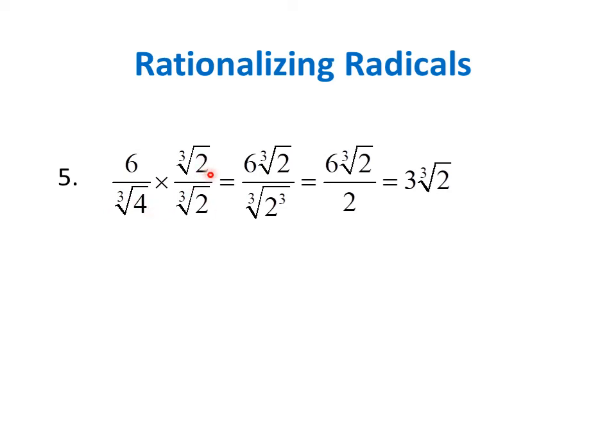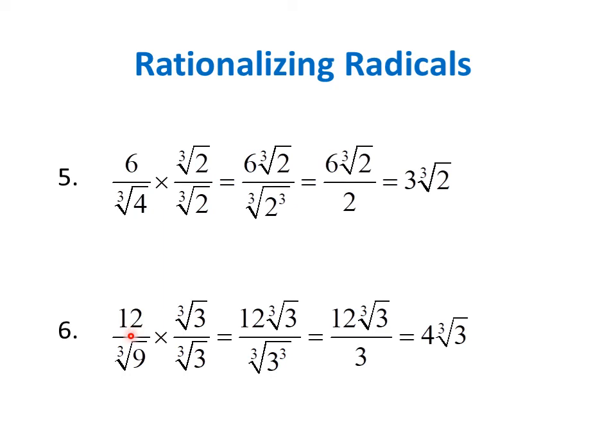So we multiply that conjugate to both numerator and denominator of the fraction. Let's multiply the numerators. 6 times the cube root of 2. If we multiply the denominator, we have 4 times 2, that is 2 cubed. Let's evaluate the denominator. So copy the numerator. The cube root of 2 cubed, of course, is 2. Now let's simplify the number. 6 divided by 2, that is 3. Then copy the cube root of 2.